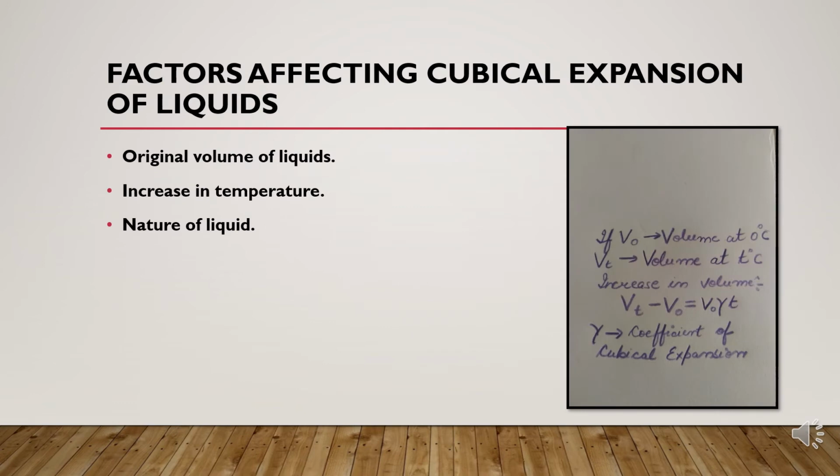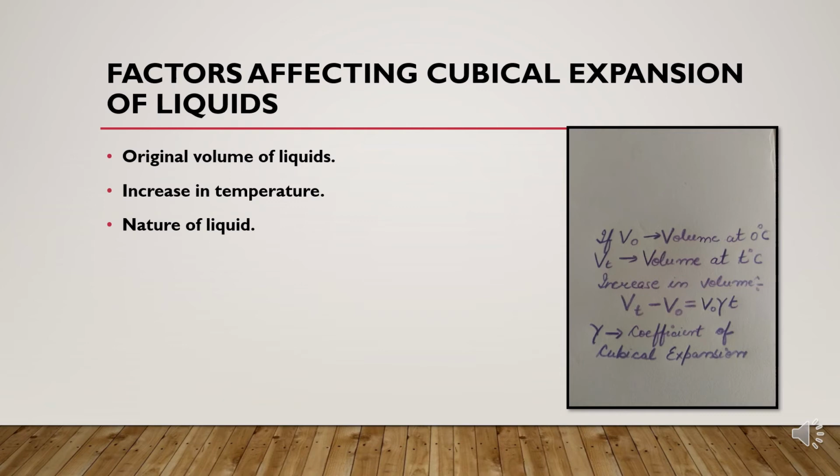We will now be talking about the factors on which the cubical expansion of liquid depends. As I told you earlier, water will be undergoing cubical expansion. Why? Because it has definite volume only. So the first factor on which the cubical expansion of liquid depends is the original volume of liquid. The larger the original volume or the initial volume, the more will be the expansion of liquid.